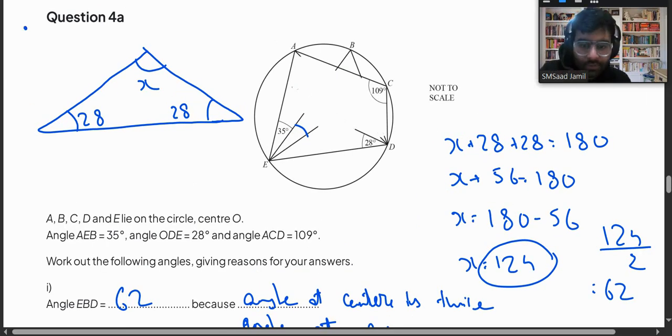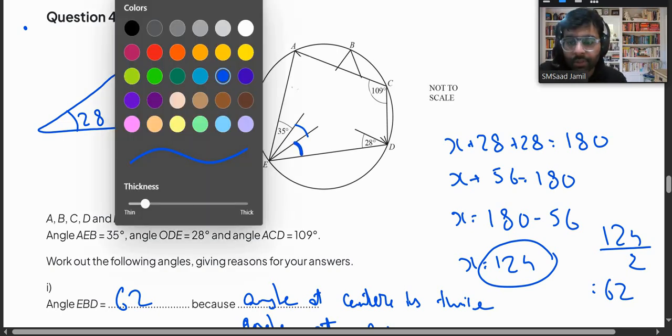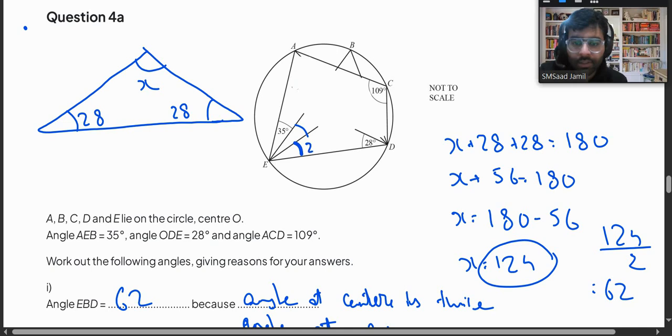So look guys, if we remember, this thing is 28. Let me use a lighter pen. This thing is 28, right? So this whole angle is, let's call this side x. We need to find this x. 35 plus x plus 28.